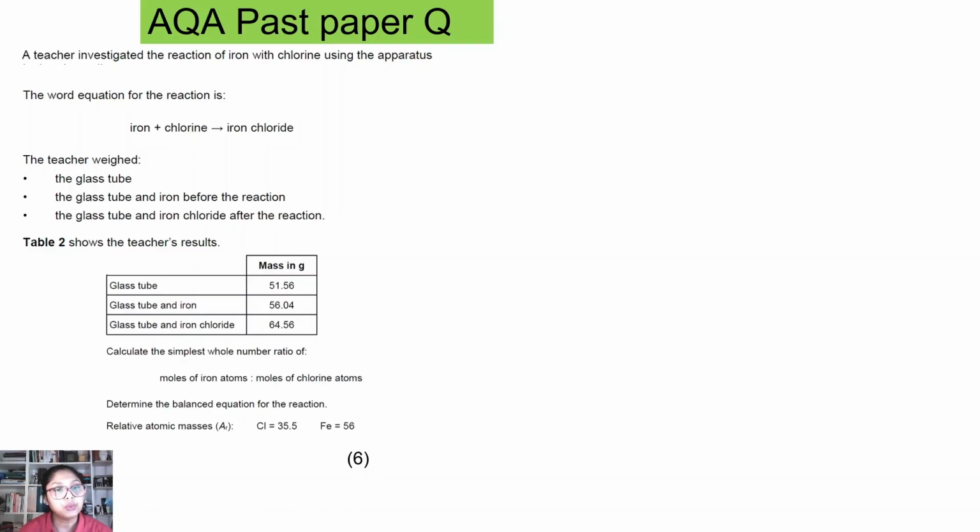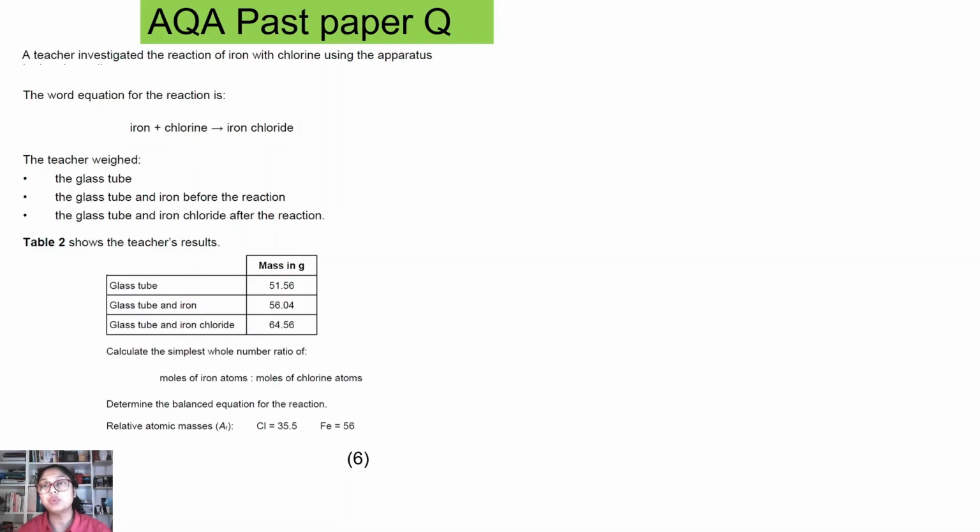They have also given you relative atomic masses of chlorine and iron that we are going to use in the calculation. So there are 2 parts to the question, and the whole question has got 6 marks. And if we see the mark scheme, we'll know that the calculation, the first part of the question, to calculate the simplest whole number ratio is 4 marks. And then the second part, determine the balanced equation for the reaction, is 2 marks. So let's do it step by step.